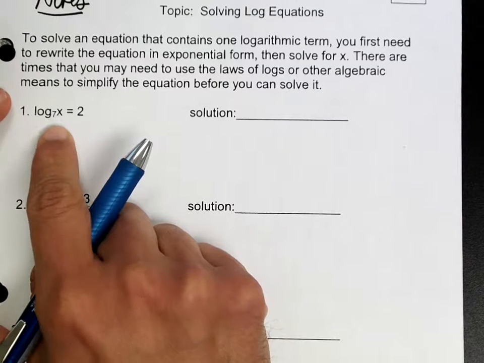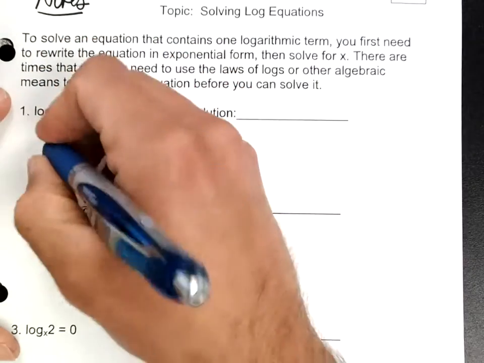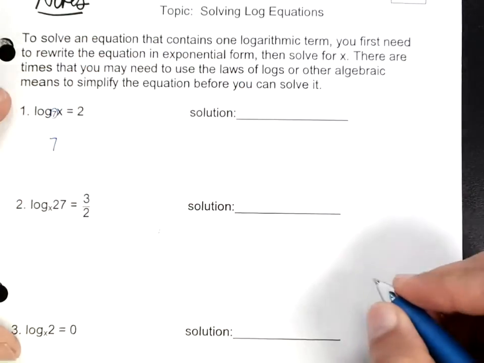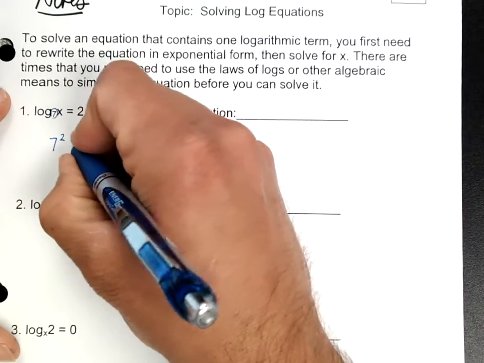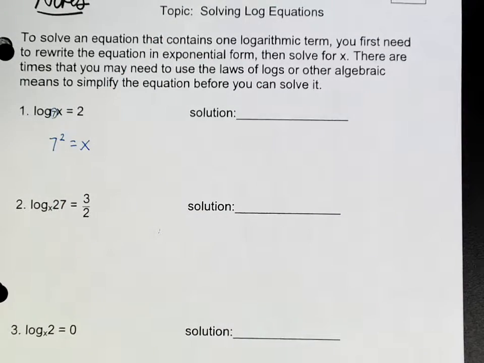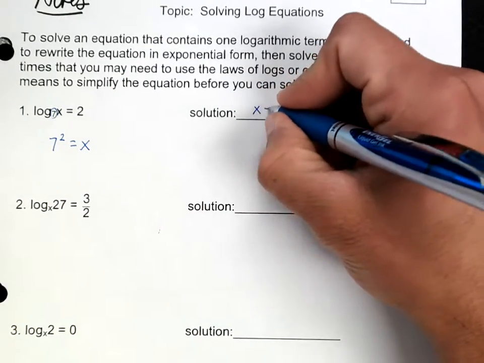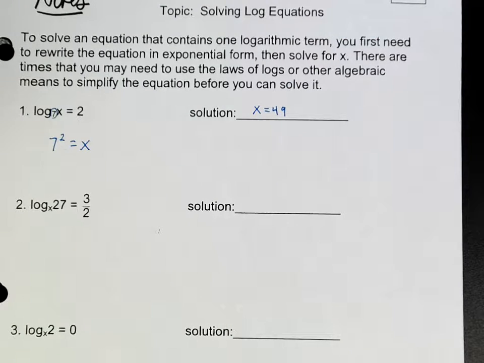All right, so to do that, if you remember, this 7 right here is the base of my exponential function. And you're going to switch that x and that 2. So this is going to be 7 squared is equal to x. And obviously 7 squared is 49. So that's it for that one. Okay, does that make sense how that's working?